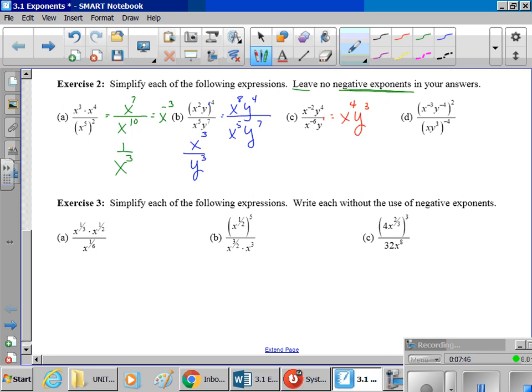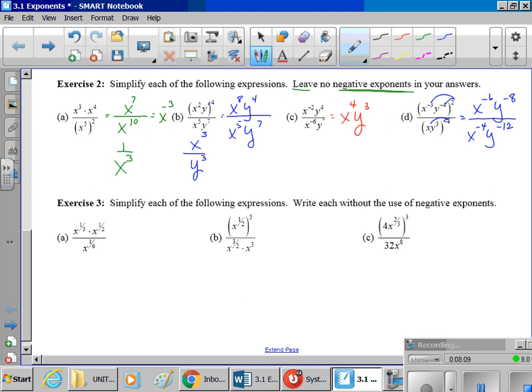In D, we're going to have to do some simplifying first. So here, let's do multiply. Let's remember to distribute these two. So you get x to the negative 6, y to the negative 8th over, again, distribute these two, x to the negative 4, y to the negative 12. And now simplify.